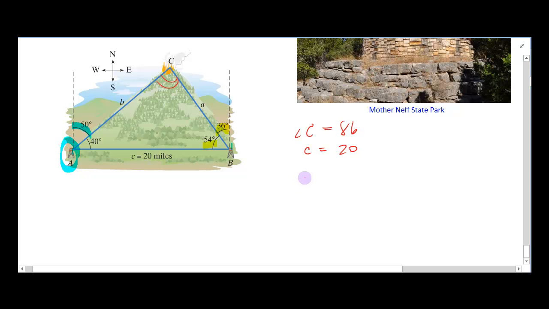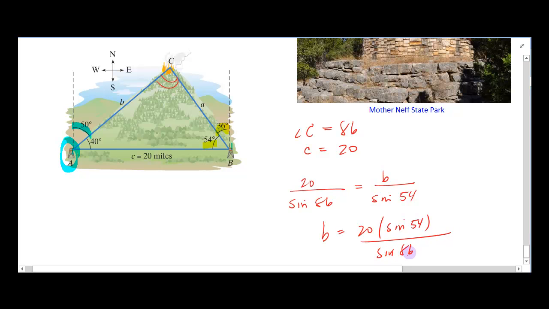So we have side C over the sine of 86 equals side B over the sine of angle B, which is 54. Solving for B, we have 20 times the sine of 54 divided by the sine of 86, and then rounding to the nearest tenth, I find that it is 16.2 miles from station A all the way up to where the fire is.